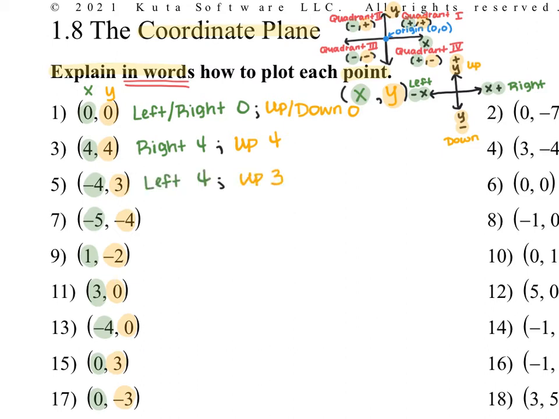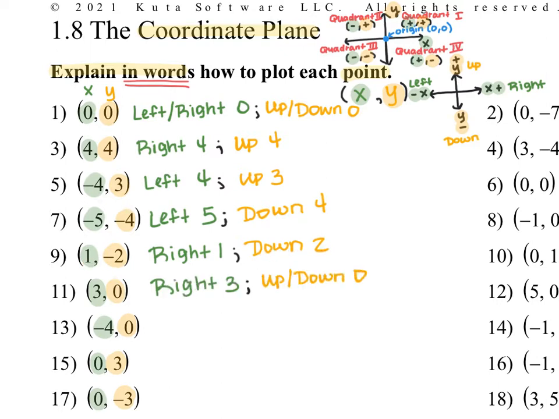For number 5, you'll go left 4 because the x value is negative and up 3 because the y value is positive. For number 7, you'll go left 5 because the x value is negative and down 4 because the y value is negative. For number 9, you'll go right 1 because the x value is positive and down 2 because the y value is negative.